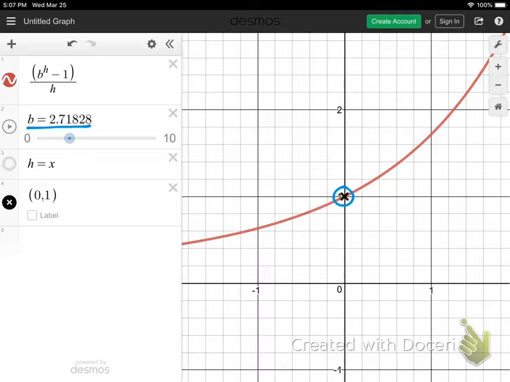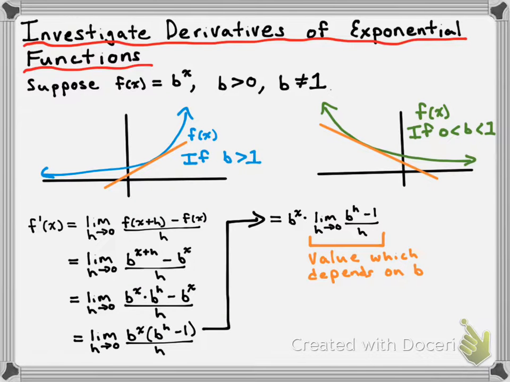All right, so we're going to go back to where we left off, right? Here's where we left off, and we said that limit should evaluate to the number 1 for a special value of b. Well, we found that special value of b. So if b is equal to about 2.71828, then that limit should be equal to 1.